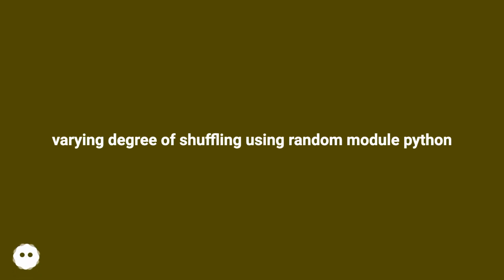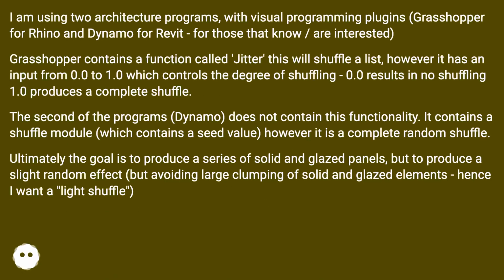Varying degree of shuffling using random module Python. I am using two architecture programs with visual programming plugins, Grasshopper for Rhino and Dynamo for Revit, for those that know, are interested. Grasshopper contains a function called jitter. This will shuffle a list, however it has an input from 0.0 to 1.0 which controls the degree of shuffling. 0.0 results in no shuffling, 1.0 produces a complete shuffle.